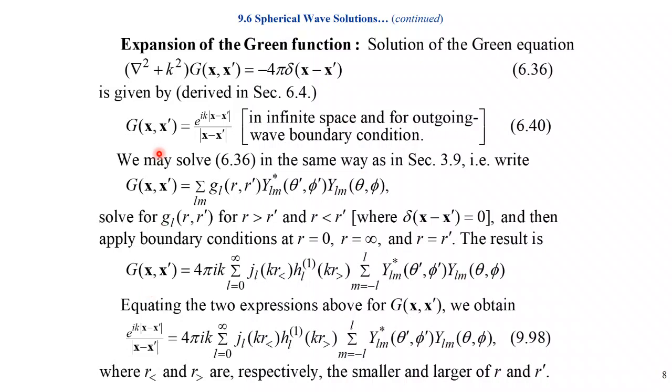The result will be G(x, x prime) equals 4 pi i k, sum over l equals 0 to infinity, j_l(k r smaller), h_l first kind (k r greater), sum Y_lm. Okay, so the solution is not just one, but an infinite number. l runs from 0 to infinity, and m runs from minus l to plus l.